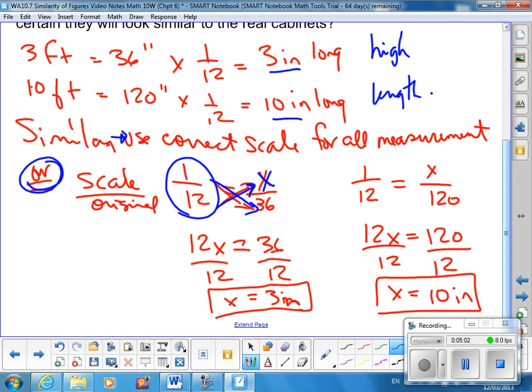And so we solve to find out x is 3 inches, and we can do it on the other side as well. Make sure that the scale diagram is always on the top and the original is always on the bottom. Cross multiply to find out the other answer is 10 inches. So you get the same answer, just whichever way makes more sense to you.